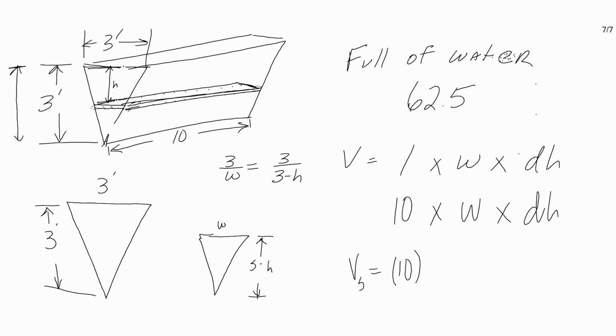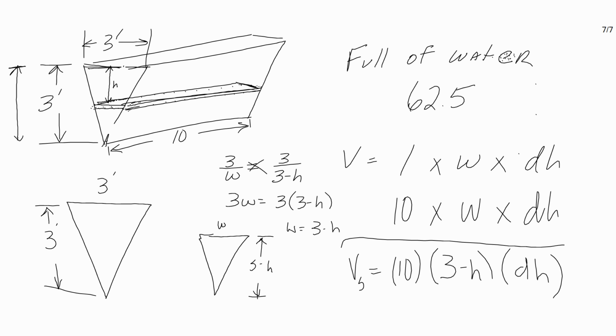Yesterday when I did this it wrote. Oh well. 3W is equal to 3 times 3 minus h, and W is equal to what? 3 minus h? So 3 minus h dh. Now what do we do with the volume? Multiply it by the what? Density, which is 62.5. And then the displacement, which is h.